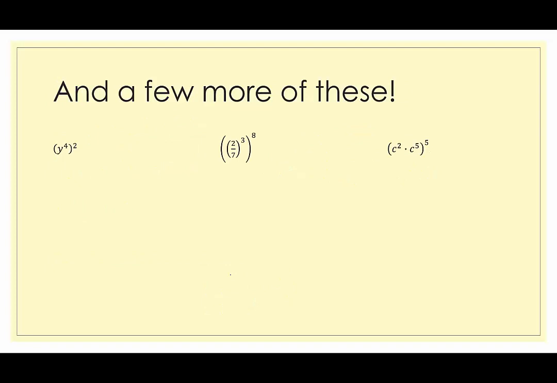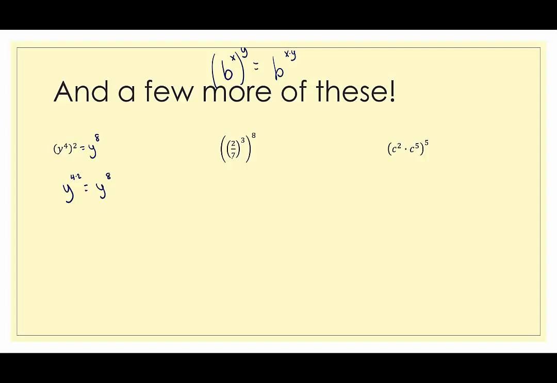Okay, let's put this shortcut to the test. So remember what it was? It's b to the x. There's our first power. Being raised to another power, we multiply the powers. So here we have y to the 4th squared. That would be y to the 4 times 2. That's going to simplify to y to the 8th.